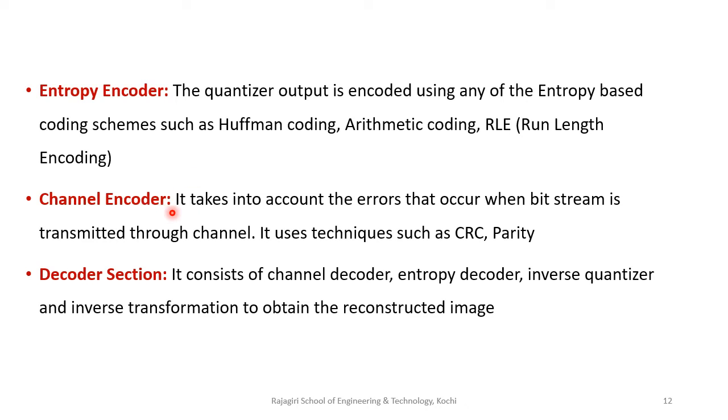In channel encoding, basically, it takes into account the errors that can occur when the bit stream is transmitted through the channel. So it uses techniques such as cyclic redundancy check or parity. This bit stream is then transmitted through the channel and reaches the receiver. At the receiver side, you have a decoder section. The decoder section consists of the channel decoder, the entropy decoder, the inverse quantizer, and finally inverse transformation in order to obtain the reconstructed image.